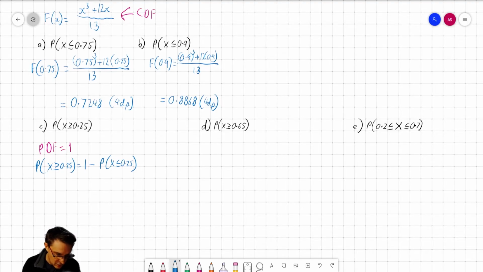And so as we go about this now, what we're going to have then is 1 minus, now we're doing less than 0.25. So that's just a matter of typing 0.25 cubed plus 12 times 0.25. And this is going to be all over 13. Okay, and then when we type this into a calculator, we get a response of 0.7680. And this is to 4 decimal places here.